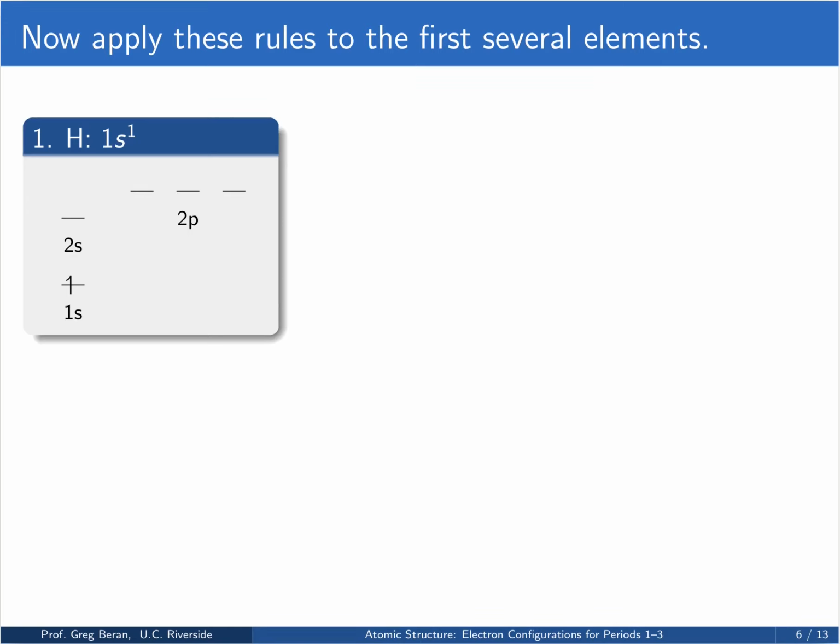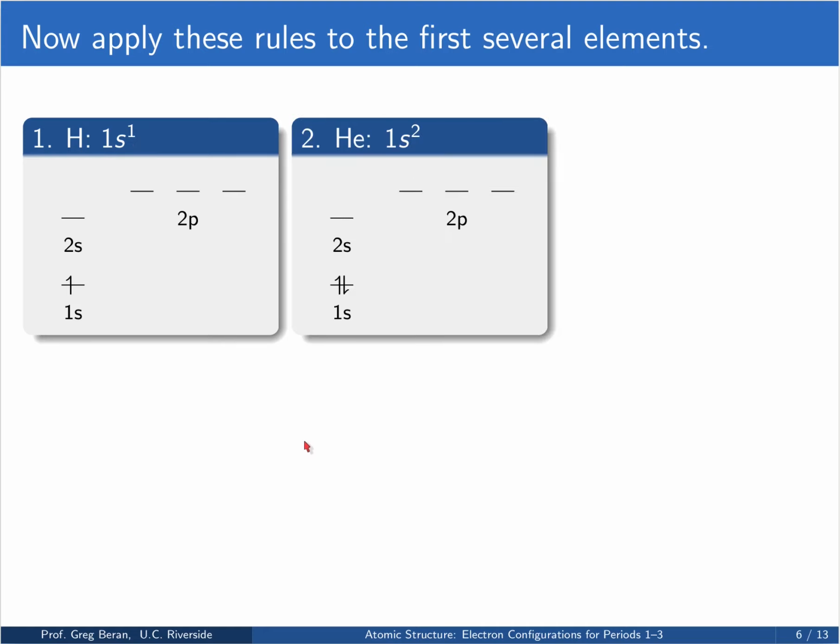Hydrogen has just 1 electron. According to the Aufbau principle, we place that 1 electron in the 1s orbital, since that's the most stable configuration possible. It's the lowest energy orbital. It doesn't matter whether we draw the electrons being spin up or spin down. And as a shorthand, we refer to hydrogen as having a 1s1 configuration, with the 1s indicating the orbital and the superscript 1 here indicating how many electrons are in that orbital.